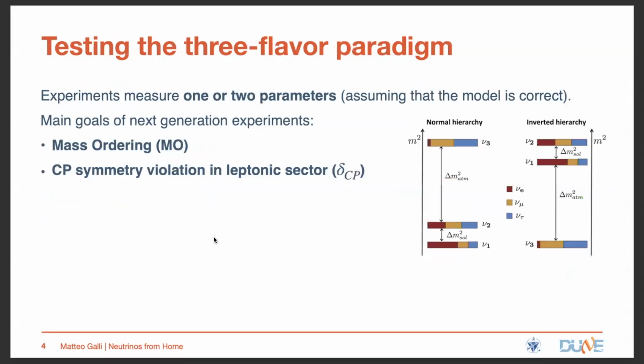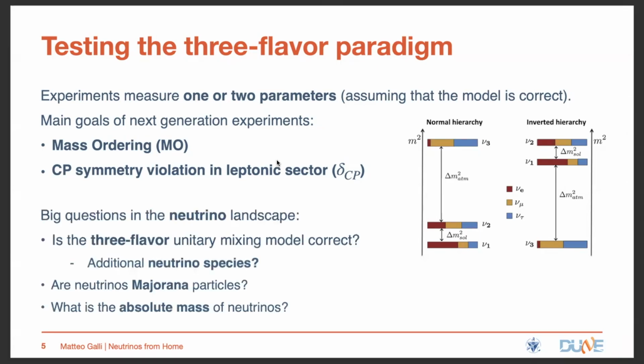Over the past 2 decades, experiments have measured most of these parameters with good precision, and the open questions for the next generation detectors are the correct mass ordering, normal with M3 greater than M2, or inverted with M3 smaller than M1, and the violation of the charge parity symmetry in the electronic sector, measuring the delta CP values. But these questions are only part of the neutrino picture.